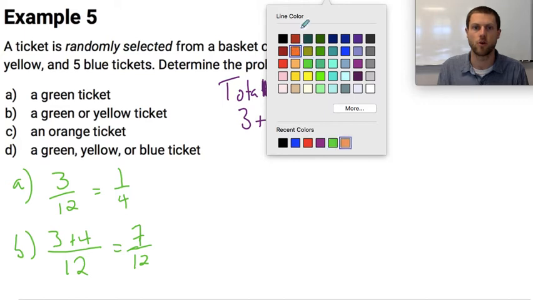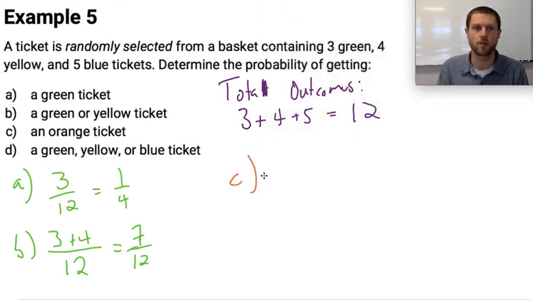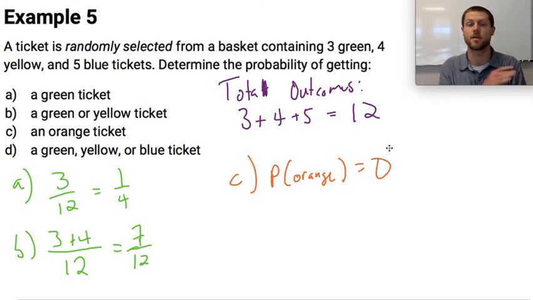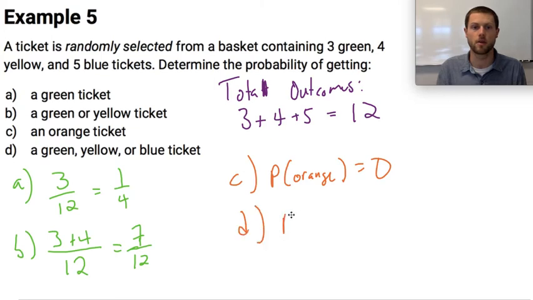Let's go to orange. The probability of grabbing an orange ticket, let's write it in probability notation. The probability of grabbing an orange ticket is, well, there's no orange ticket, so that's just 0. That's definitely not going to happen. It's impossible. And then finally, the probability of green, yellow, or blue ticket is, well, that's all of them. So that's 12 out of 12, which is equal to 1.